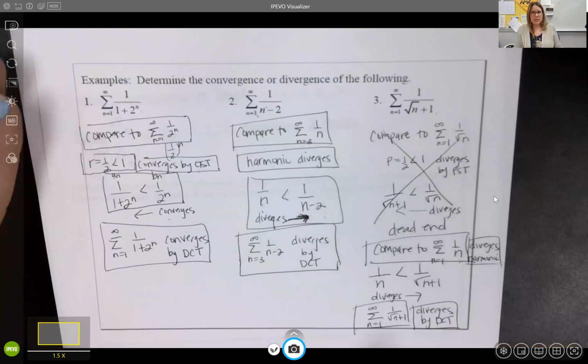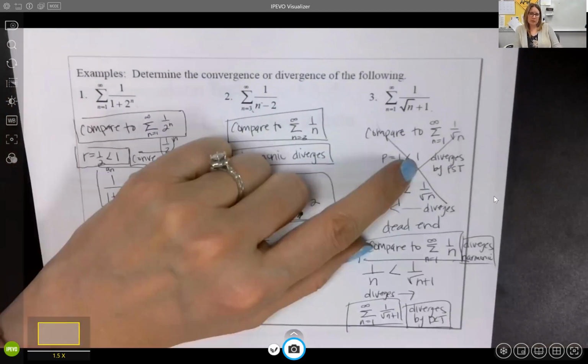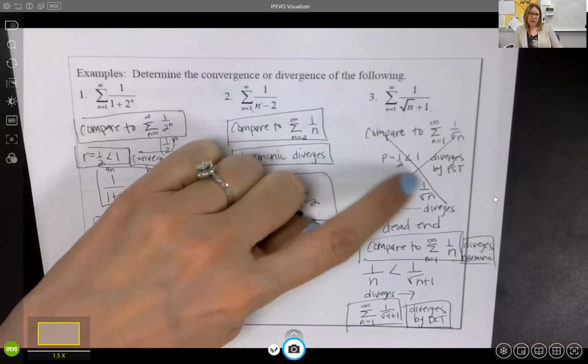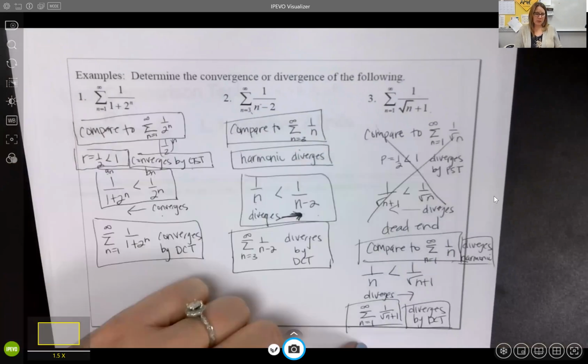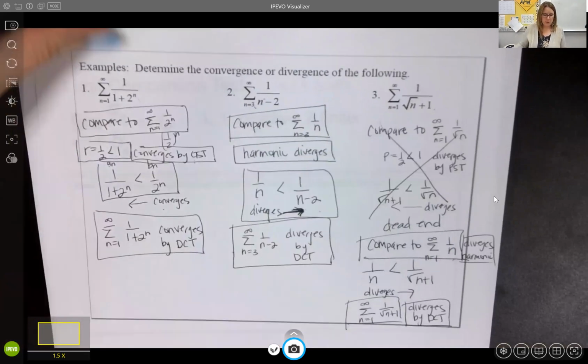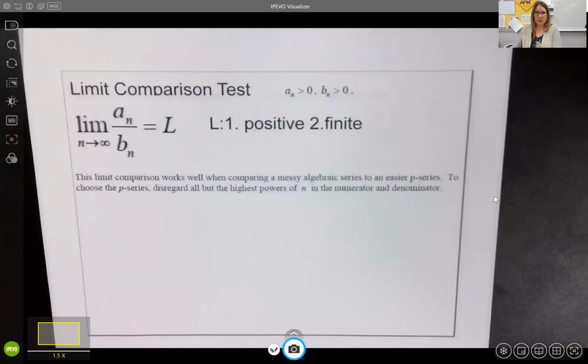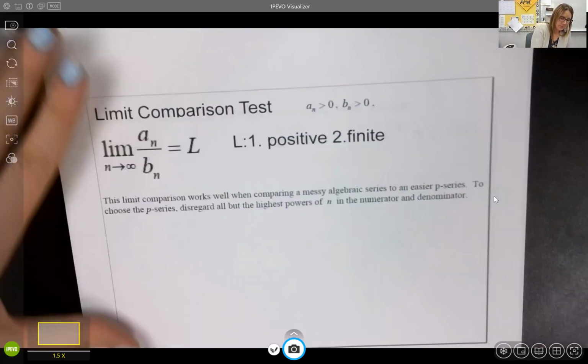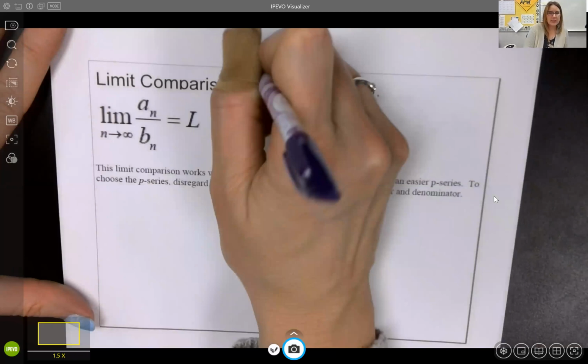So you could see how it doesn't always work. You have to be careful about what function you pick, or you'll be doing a little bit of extra work, but it should not be too bad. Okay. And now we've got the limit comparison test, the LCT.